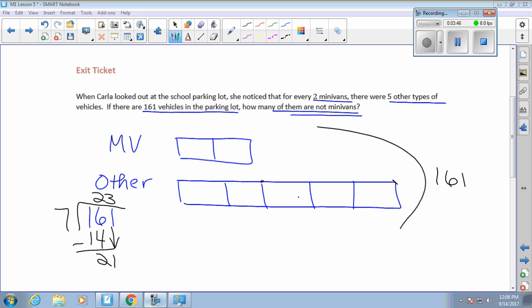Am I done here with my work? No. What else do I need to do? You have to put the 23 in each box. Very good. We found the value of 1 unit. So now, once you find out the value of one of these units, you can answer any question you're given. So, in this case, they just simply want to know how many are not minivans.